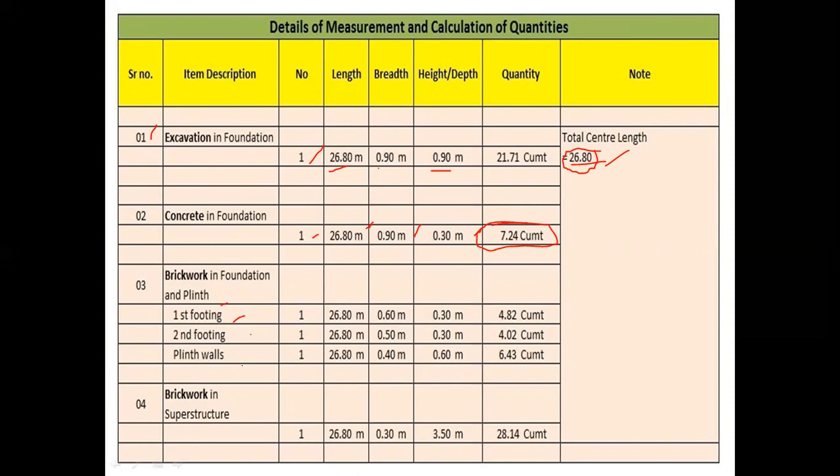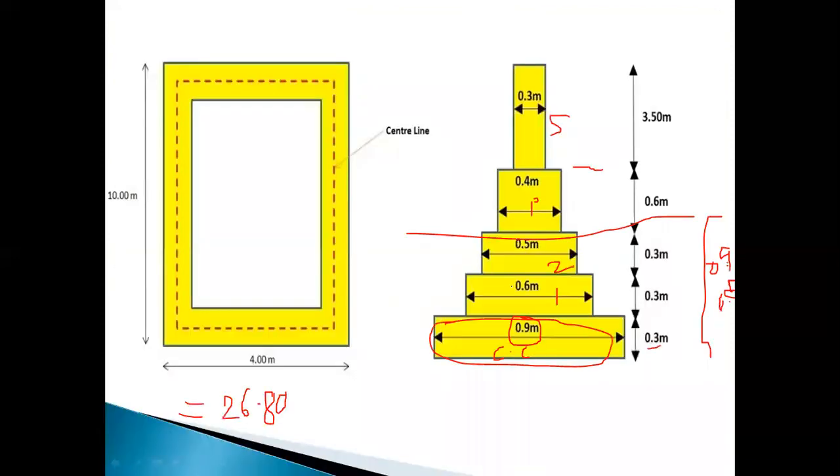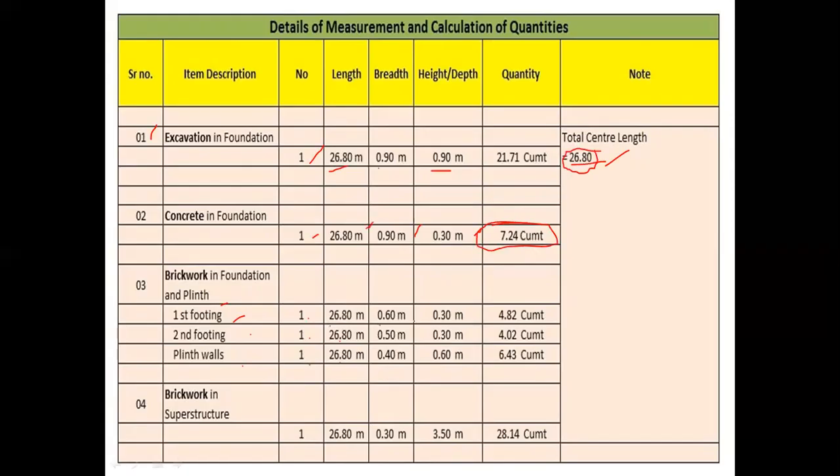Next one, brickwork in foundation and plinth. So first footing, second footing, plinth walls. Numbers are each 1, 1, 1, and length is the center length 26.8 for each. For the first footing, number is 1, length is 26.8, breadth is 0.6 and height is 0.3. Multiply 26.80 into 0.60 into 0.30, that equals 4.82 cubic meters. It is the first footing brickwork in foundation.